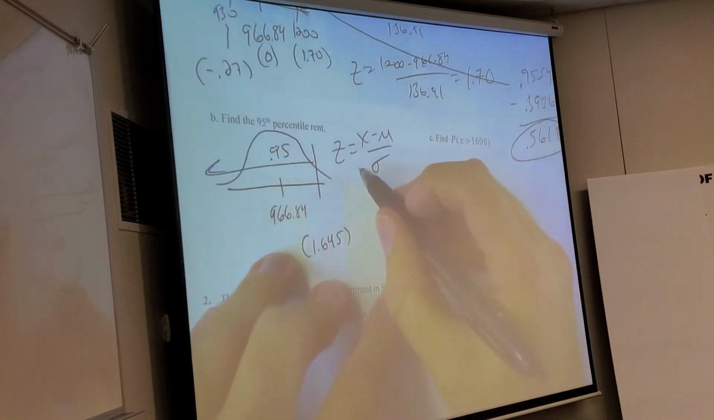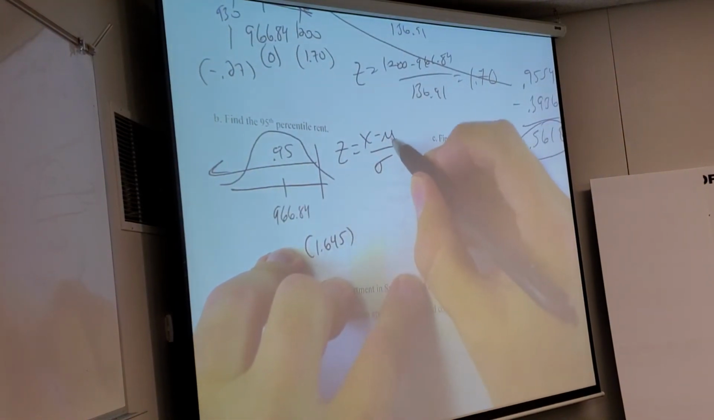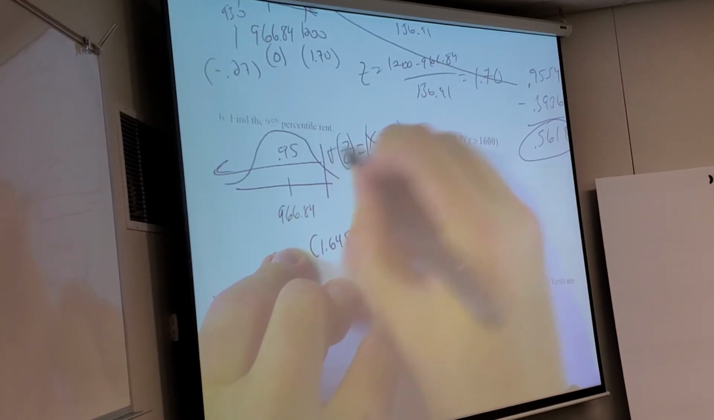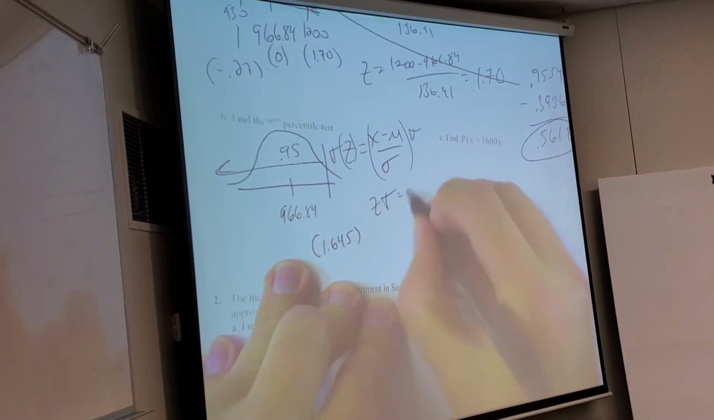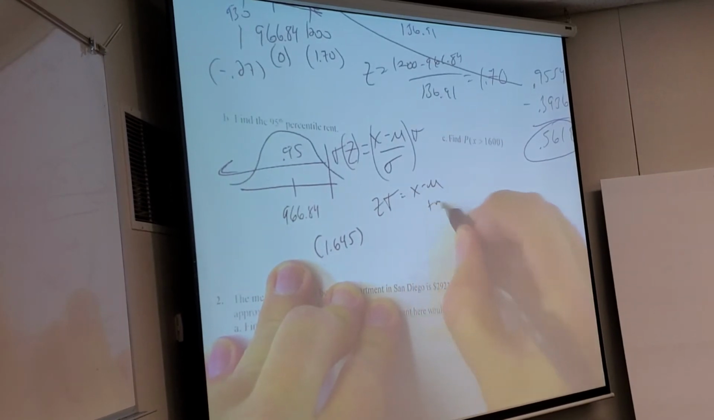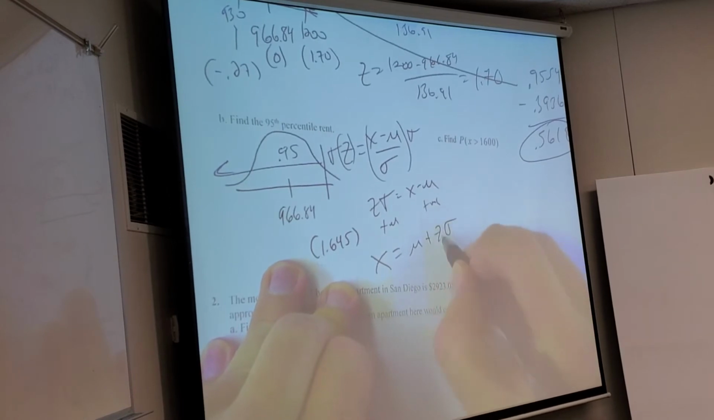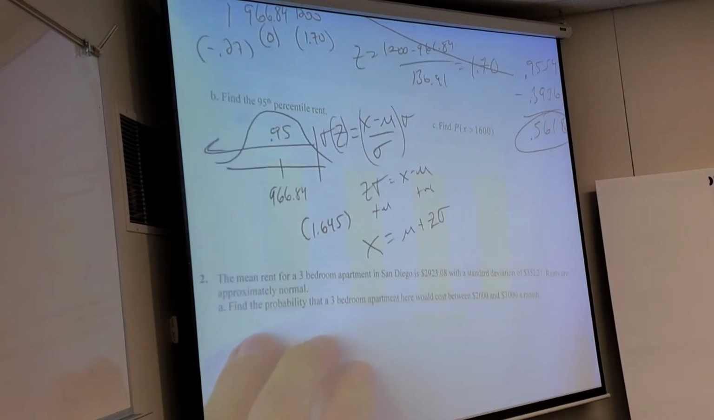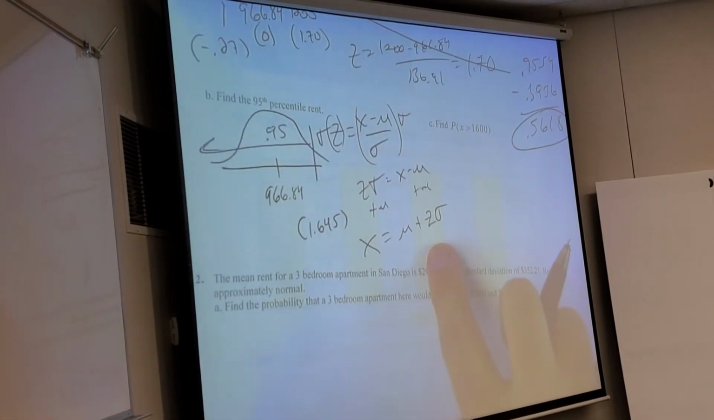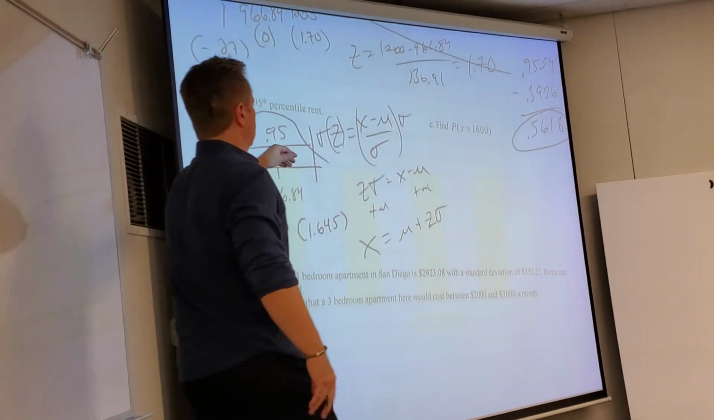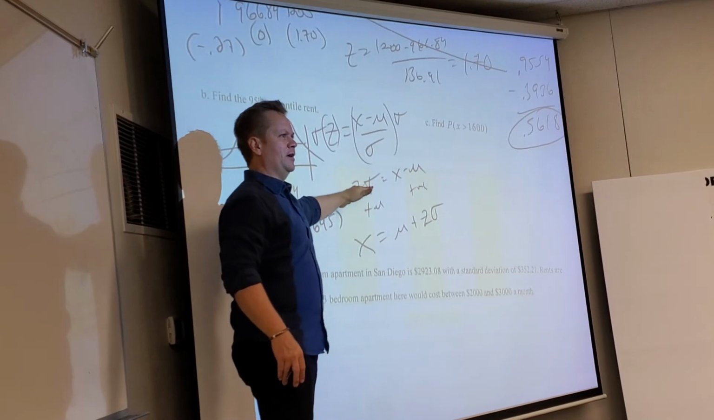How do I solve this for x? Multiply by standard deviation. Multiply by sigma. So I get z sigma equals x minus the mean, and then I add the mean. So I get x equals the mean plus z sigma. I can't remember if I've done that with you guys already or not, but does everybody see that? Is that all right? That's where algebra comes in and says, hey, I got a use.